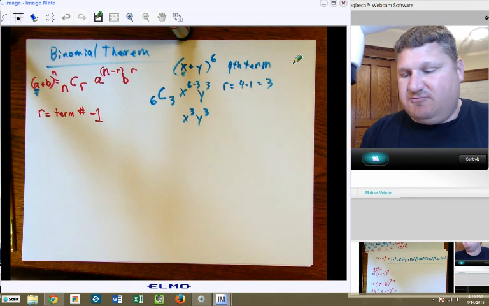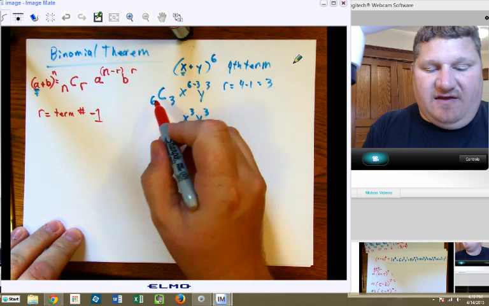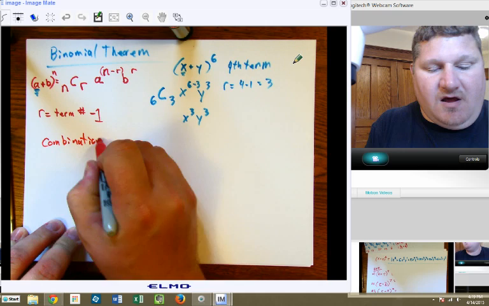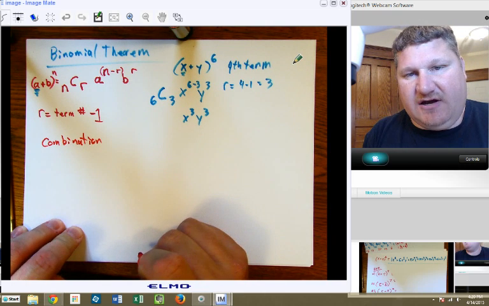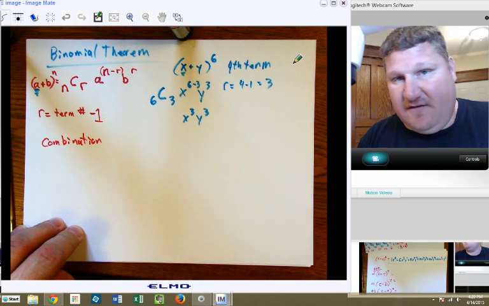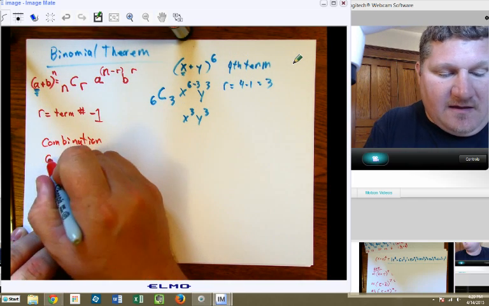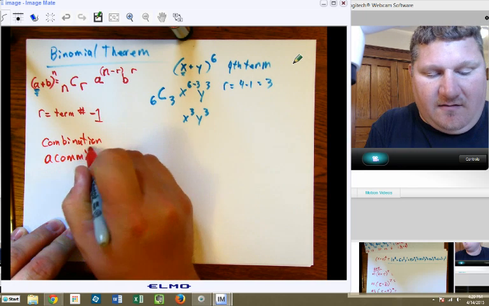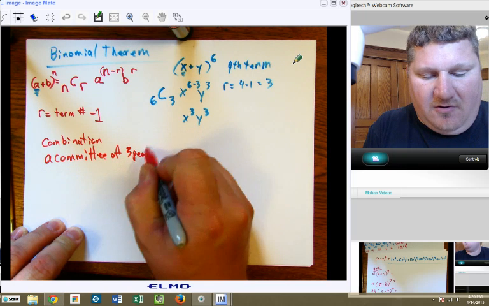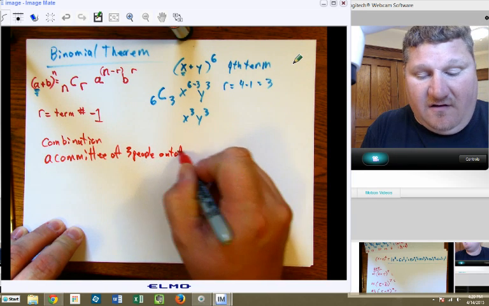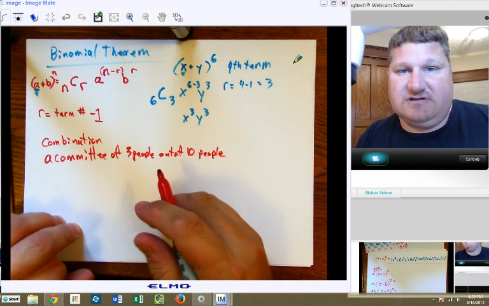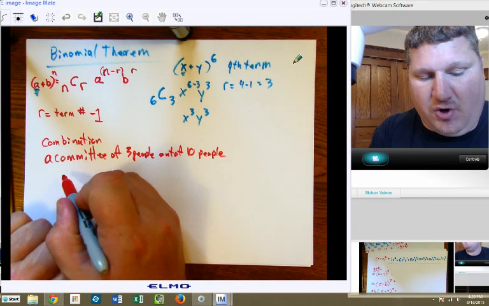Well, from Algebra 2 or Prob and Stats, this is actually combination. Most of the time when we see combination, we're talking about how do I choose a committee of 3 people out of 10 people. All right, and we're going to use combination because in this case, order does not matter. Otherwise, it would be a permutation.